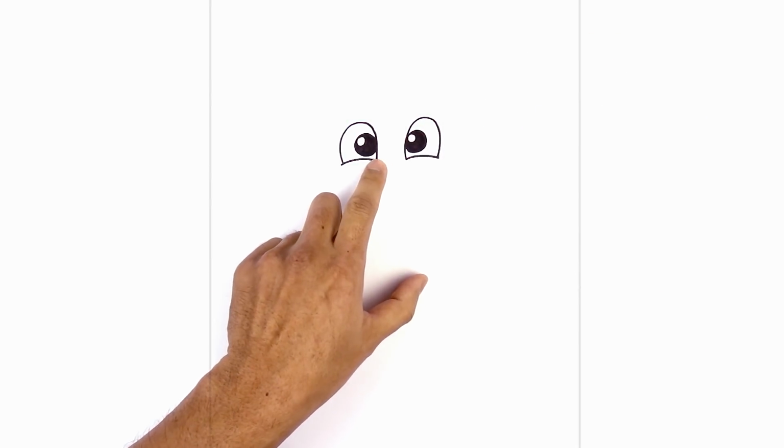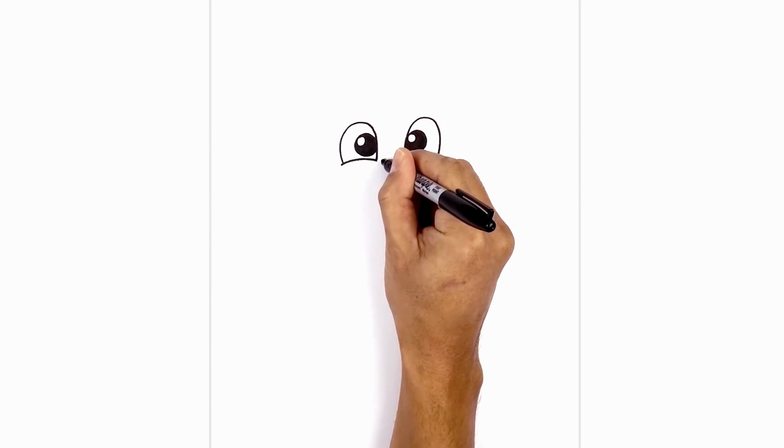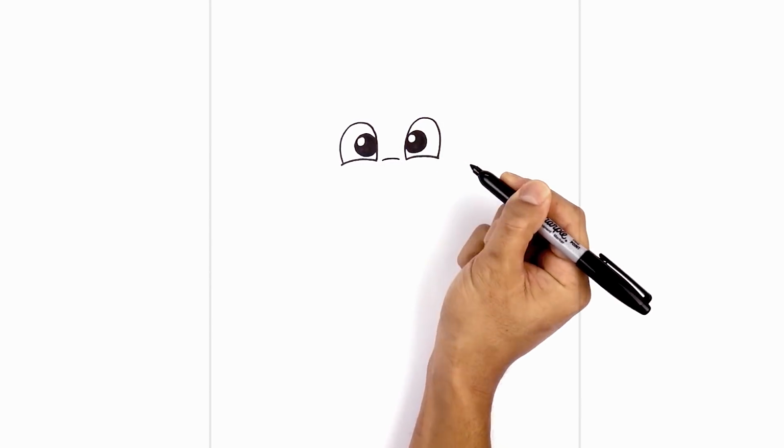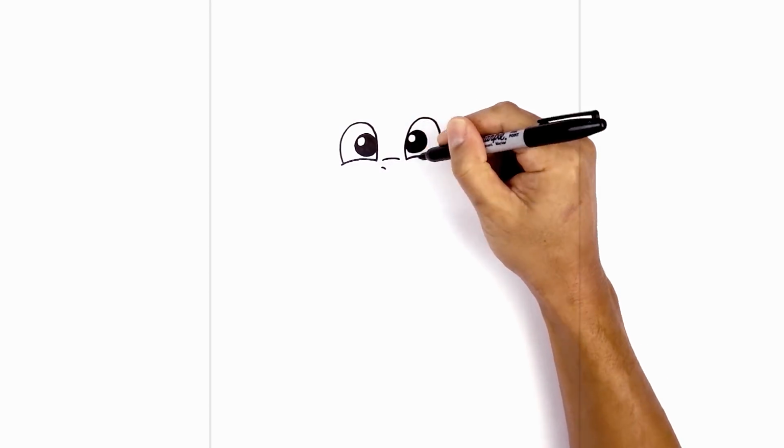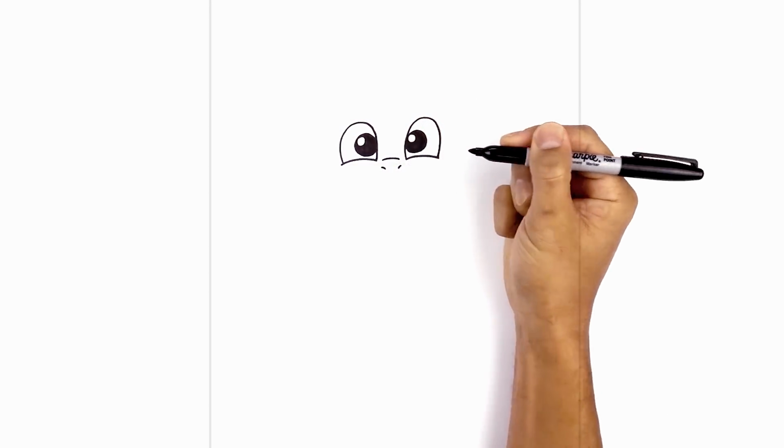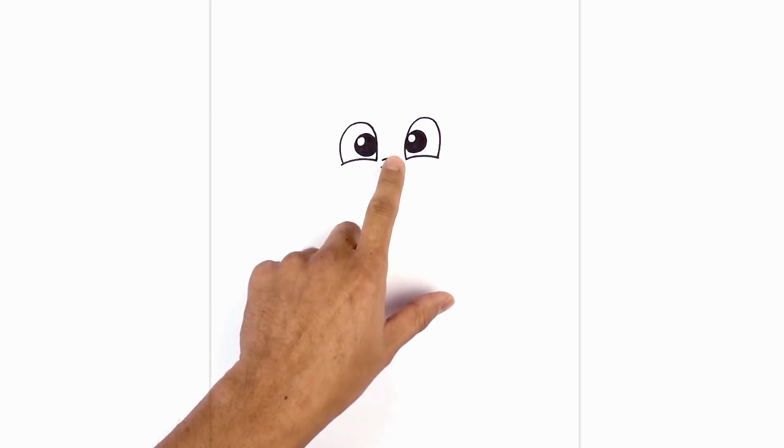In between the inside corners of the eye, I'm just going to draw a little curve for the bridge of the nose, leaving a little gap on either side. Now we're going to step down and draw two little hooks for the nostrils, one on the left and then one on the right. Let's move down and draw in the mouth.